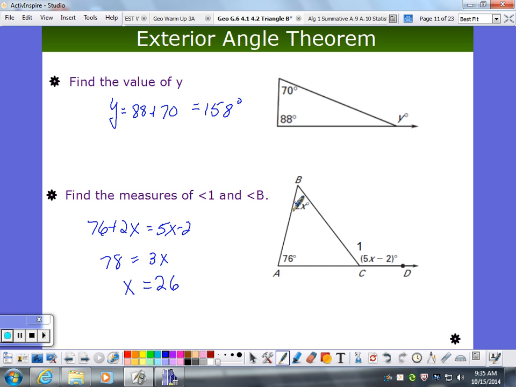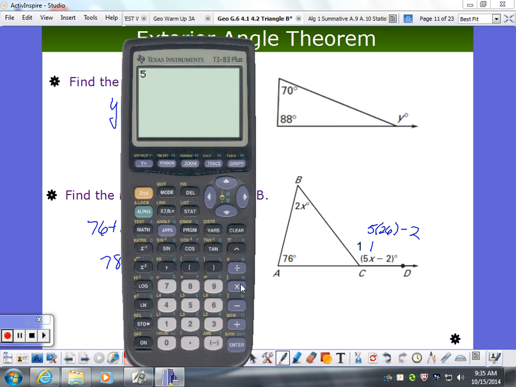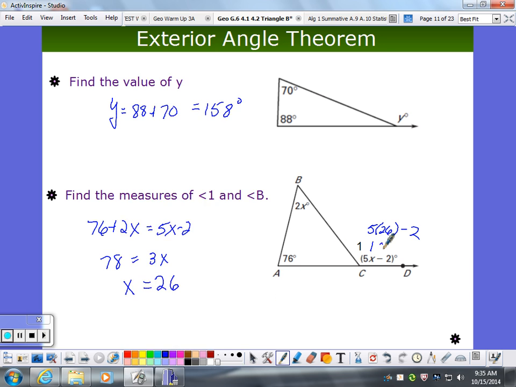Then we have to answer the question. It says to find angles 1 and 2. So angle 1 is going to be 5 times 26 minus 2. What's that? 128. And then angle 2 is 2 times 26, which is 52. I think we found it.